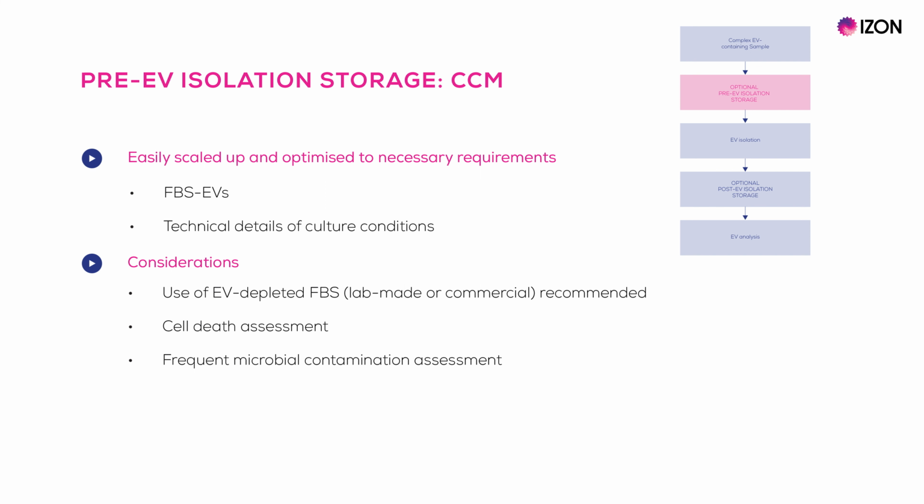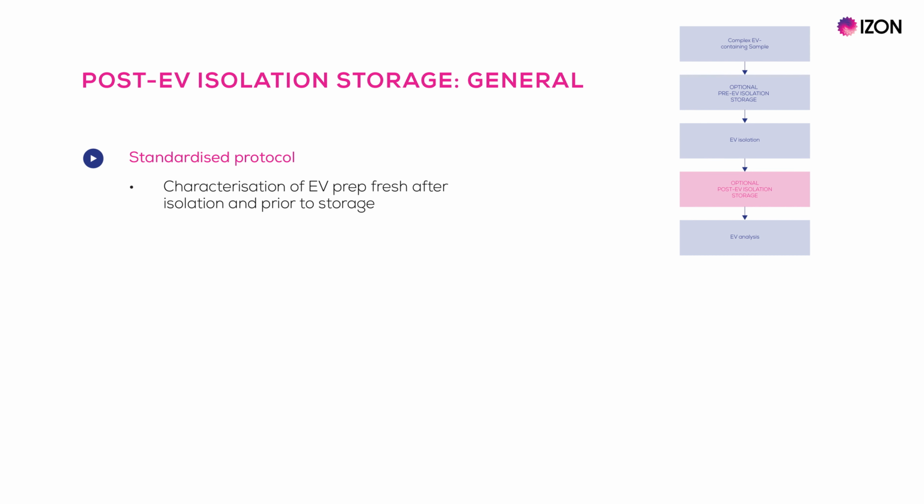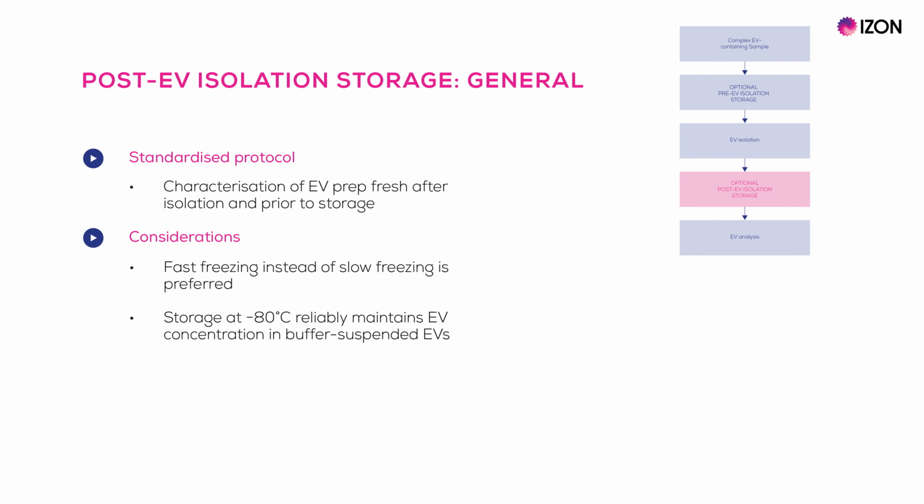As with the majority of the other EV sample types, it is recommended to remove cells and large debris before storage to avoid the in vitro generation of cell-derived EVs or EV degradation. It is good practice to characterise fresh EV preparations so that you can assess potential storage effects. For storage of post-EV isolation samples and all types of purified EV preparations, rapid freezing is often preferred over slow freezing. Freezing at -80 degrees Celsius is a standard method of storage in buffer resuspended EVs, and storage at higher temperatures has been shown to alter many different EV properties.